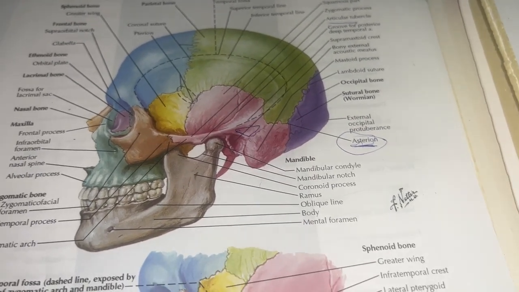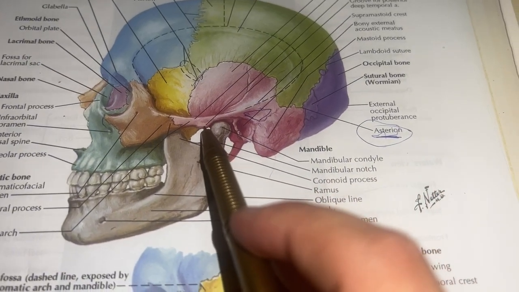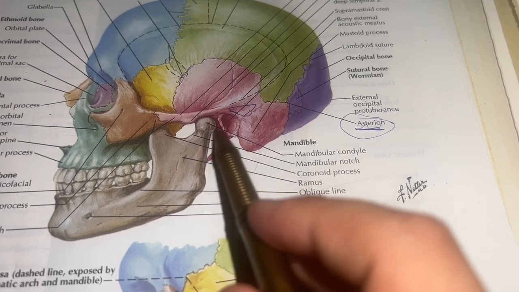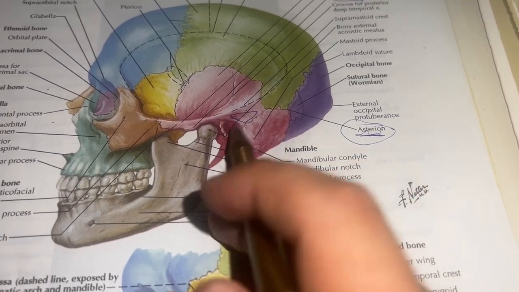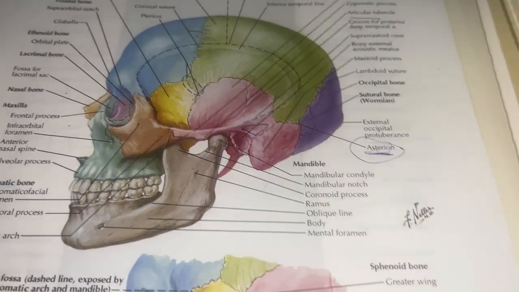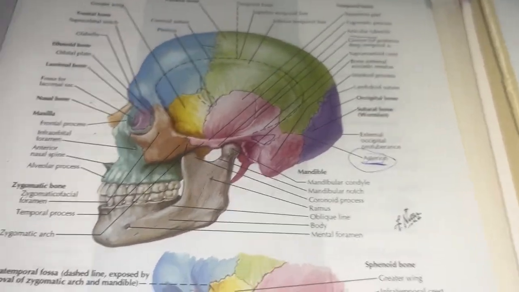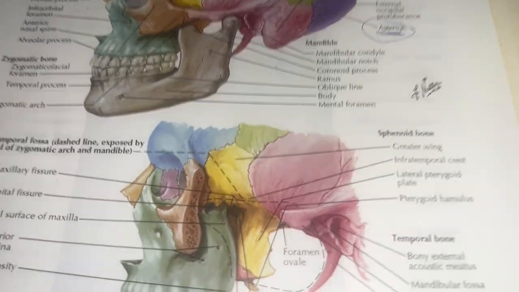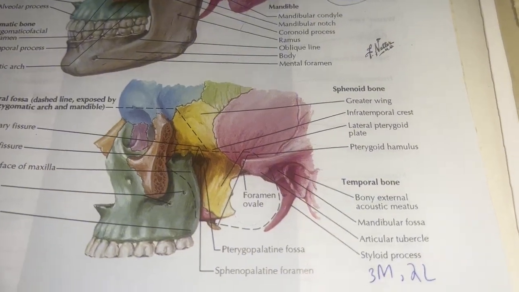You can see this is the articular tubercle, and this is the head of the mandible, and this is the mandibular fossa which forms the temporomandibular joint. If we remove the mandible, then behind the mandible there is this fossa.